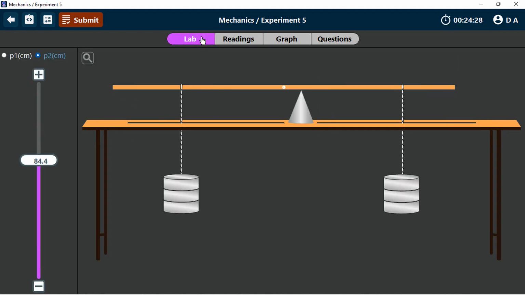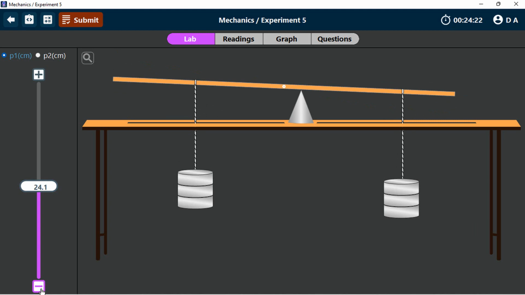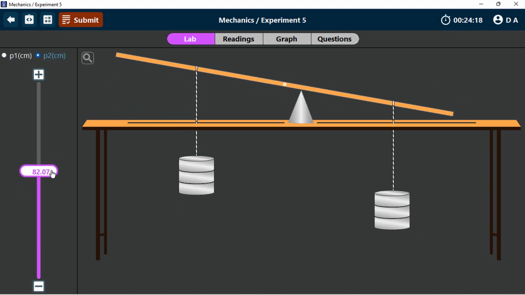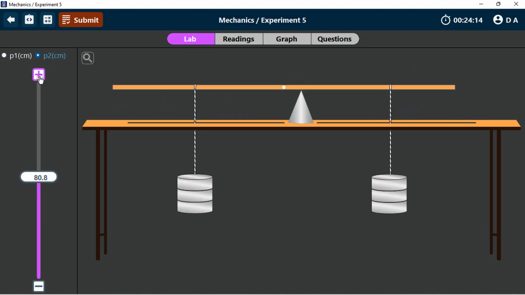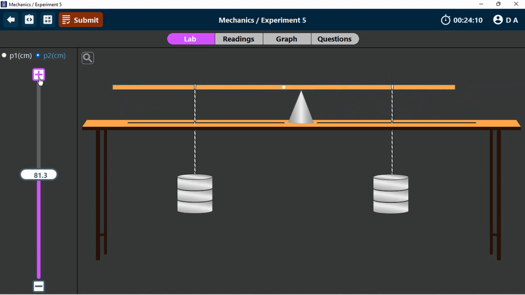So now we move to the fourth row where we have P1 as 24. So let's move to P1. Let's adjust it until we have 24. Then we go to P2 and we readjust this until we have it at equilibrium, until the meter is at equilibrium. So this is 81.4.